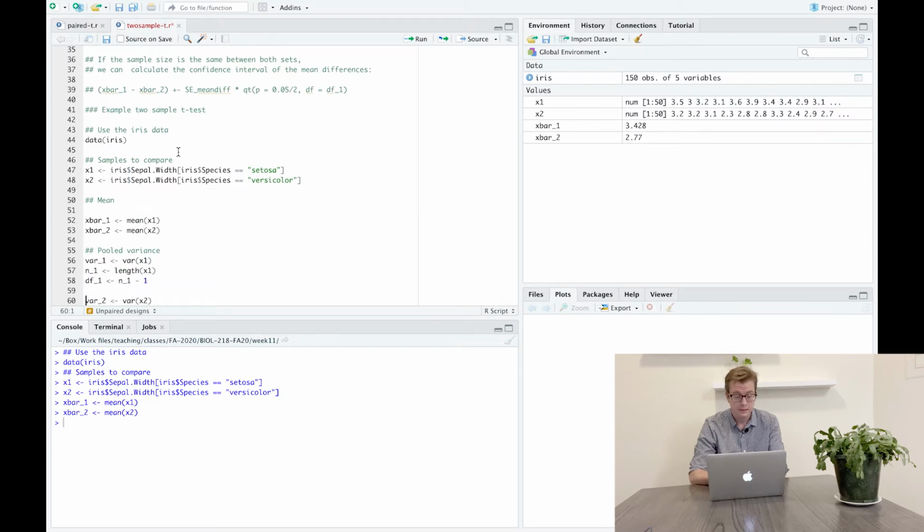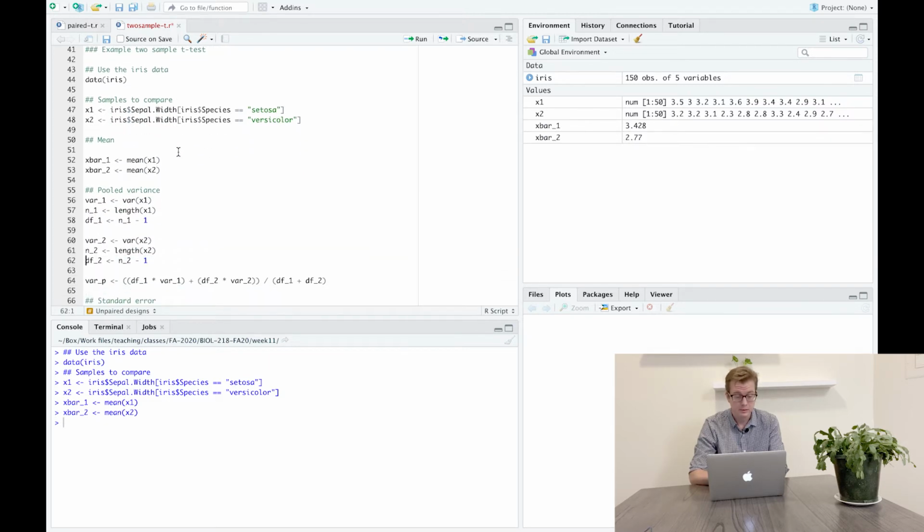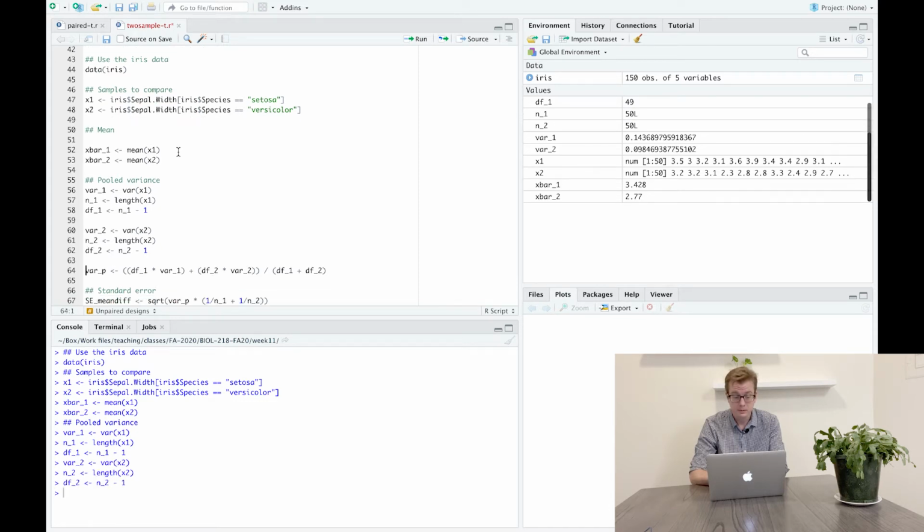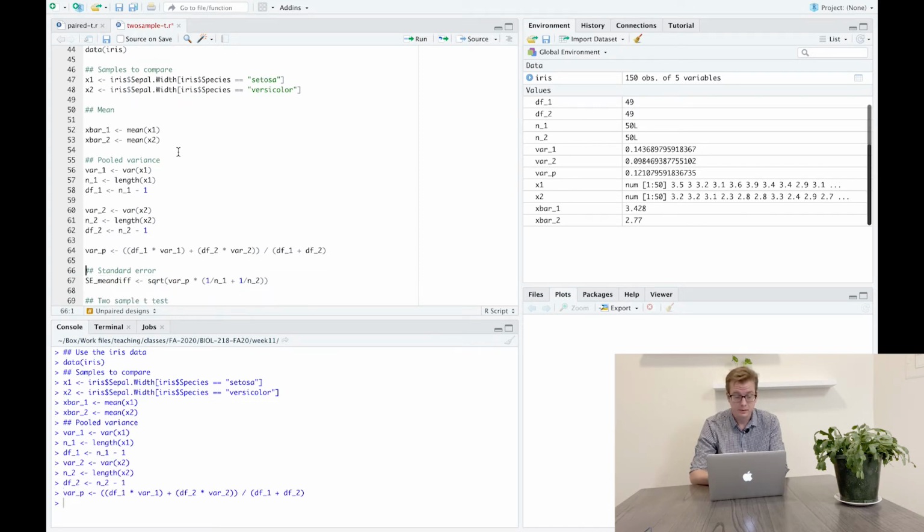We then calculate our pooled variance. To do that, we need to figure out the variance of our x1, the n of our x1, and the degrees of freedom of x1. Do the same thing for x2, and then we pop it all into the equation for the pooled variance, and you should get a pooled variance of 0.121079, etc.